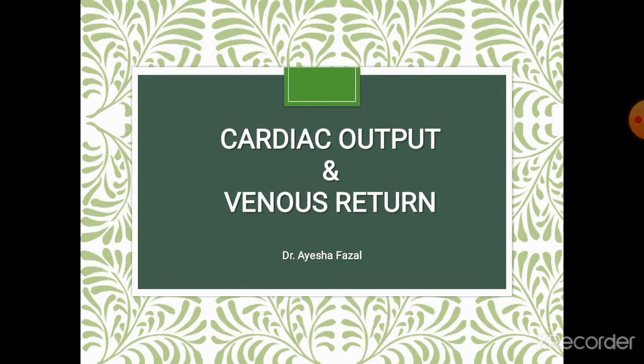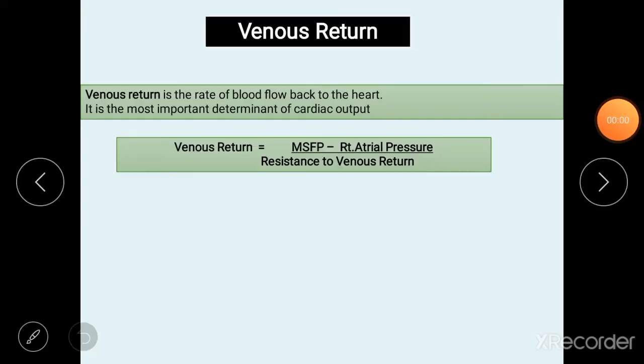Today we are going to move on to the next chapter, which is concerned with the cardiac output and venous return. But cardiac output has already been covered by Dr. Hamid in your previous lectures. So in this lecture we are only going to discuss the venous return. So, venous return is the rate of blood flow back towards the heart from the periphery.